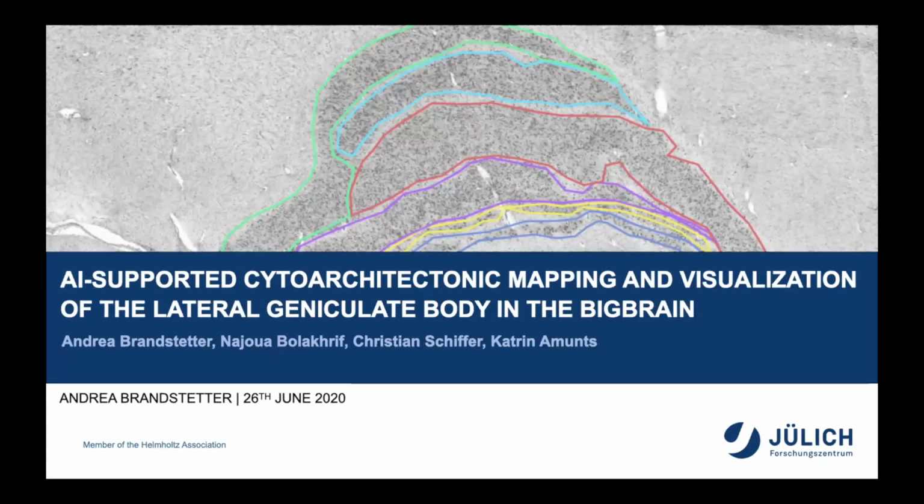Hello, everyone. My name is Andrea Brandstetter, and I will present how we mapped and visualized a small subcortical structure supported by a deep learning model. The structure was the lateral geniculate body. It is part of the visual pathway, and you can see here in the image on the top that it can be subdivided into several layers.